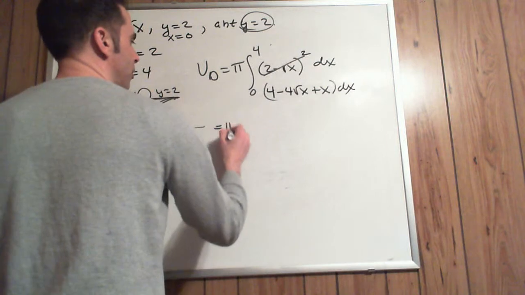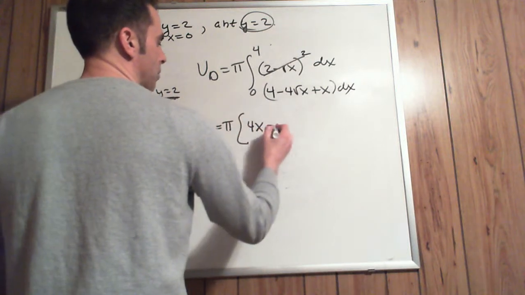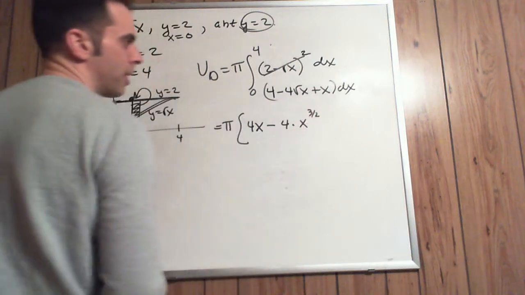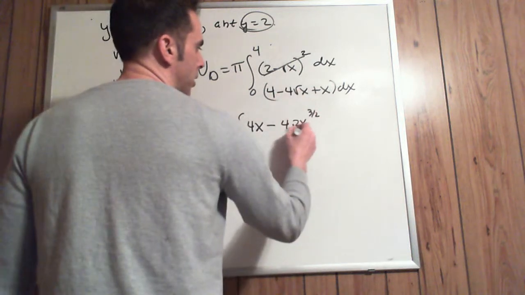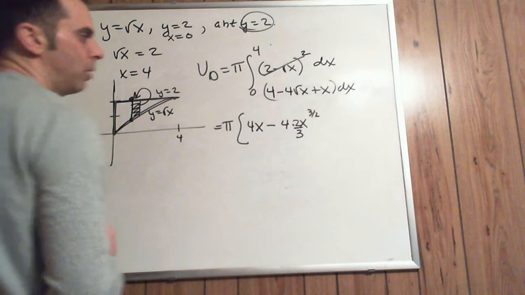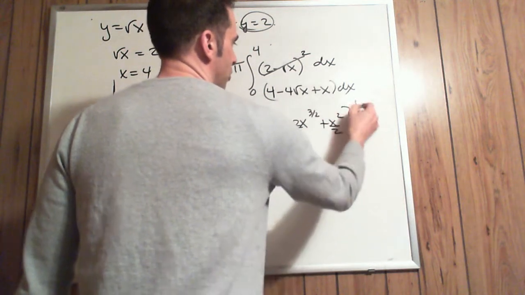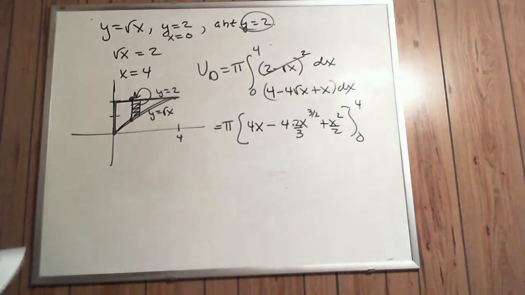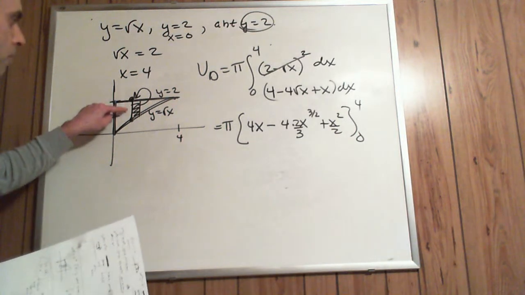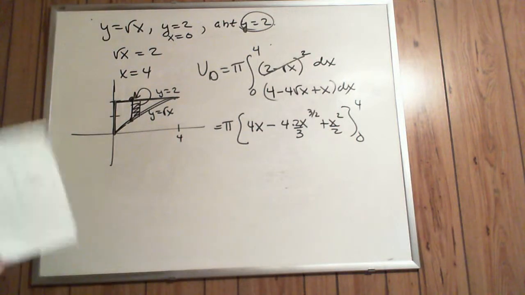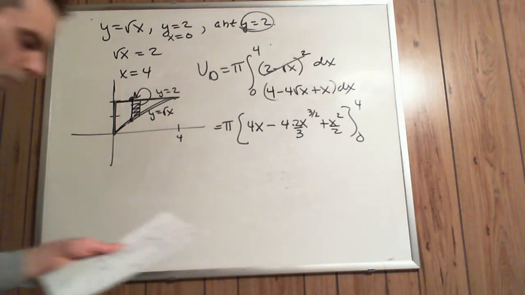And that antiderivative would become 4x minus 4 times x to the 3 halves, increasing that by 1, dividing by the new power, plus x squared over 2 from 0 to 4. And again, we can make the substitutions and do the arithmetic from there. Okay? But it would be 2 minus root x, the quantity squared, from 0 to 4 times pi. And that's volume by disk.